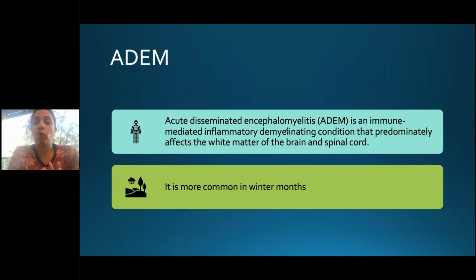So a few slides about what is acute disseminated encephalomyelitis, and then we'll have our 3-question quiz. So acute disseminated encephalomyelitis is 3 things: immune-mediated, an inflammatory process, and a demyelinating condition. It predominantly affects the white matter of the brain and the spinal cord, but sometimes there is affection of the deep gray matter as well. And it occurs more commonly in the winter months.